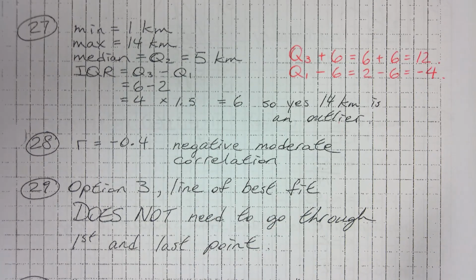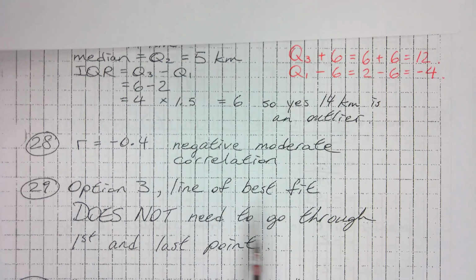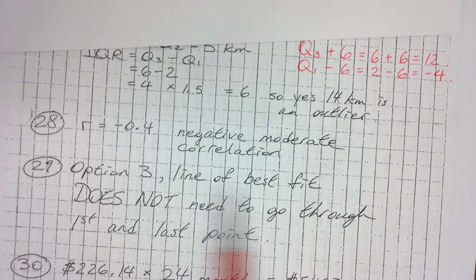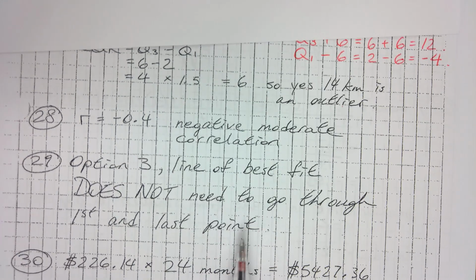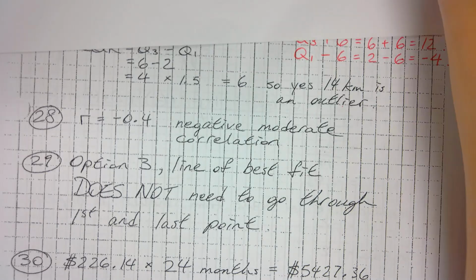Okay, last one, 29. 4 students compare the strategies they use to draw the line of best fit, and then which one is the best. So option 3, line of best fit. Remember, your line of best fit does not need to go through the first and last point. It does not have to start at 0. It does not have to go through the most points, as long as it's the average of all the points.